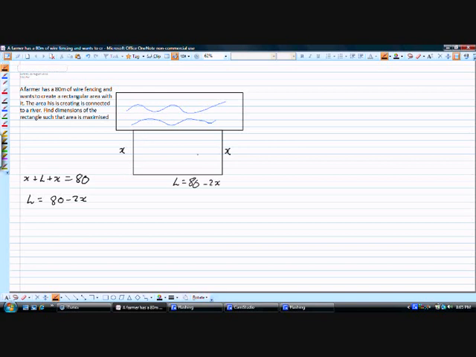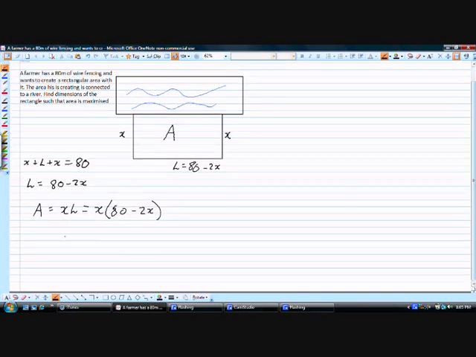Next, we want to find the area of this paddock or farming ground, which he's interested in, which I'll call A. Well, we know that the area of a rectangle is the product of both of its sides, so we know that the area is going to be x times L, which is going to be equal to x times 80 minus 2x. Right? We can expand this out too. We can write that as minus 2x squared plus 80x. That's A.